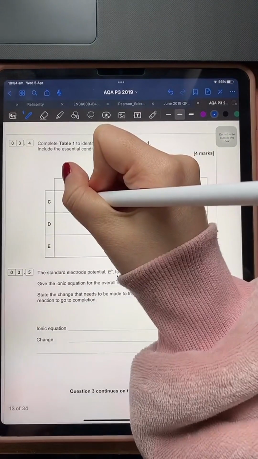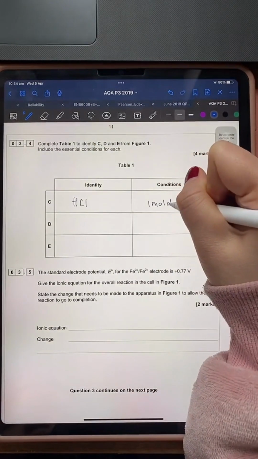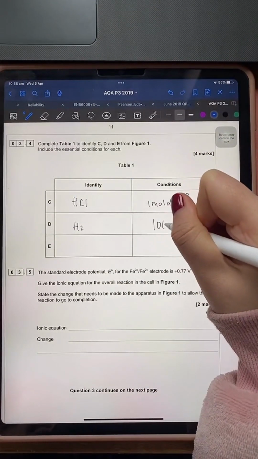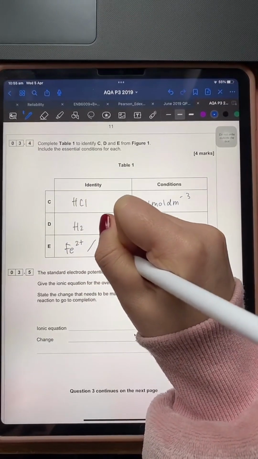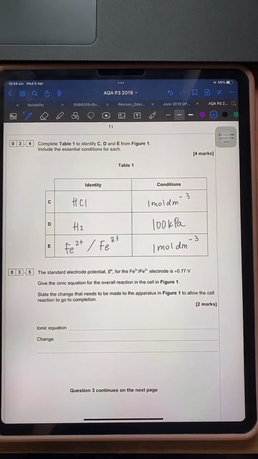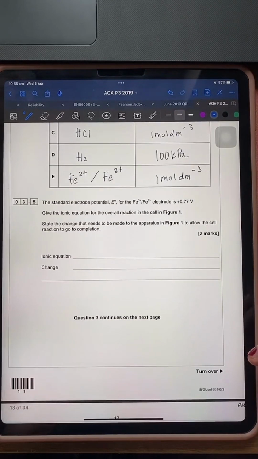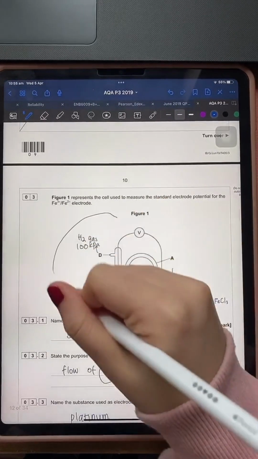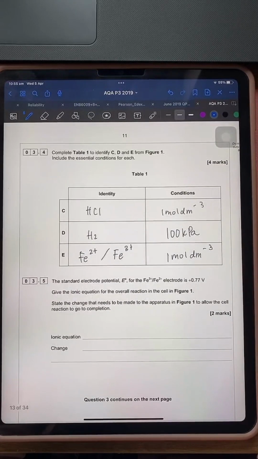So we have HCl, 1 mole dm^-3, H2, what was it? It was 100 kPa, and Fe2+/Fe3+, 1 mole dm^-3. Again, these are things that you need to know, especially that one. That one you need to memorize. Temperature 298 K, that's right. So I can put that over here.